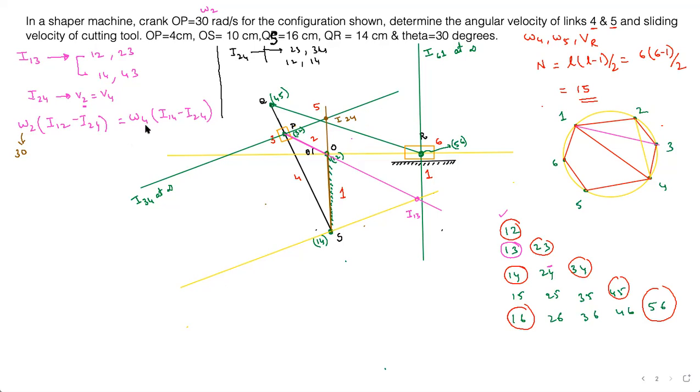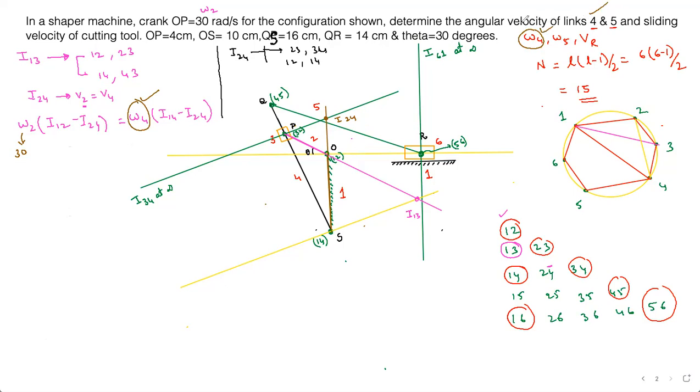Okay, then you are going to get omega 4. Once you get omega 4, omega 4 is known. After you get all this, you'll have omega 4. So this problem is solved.